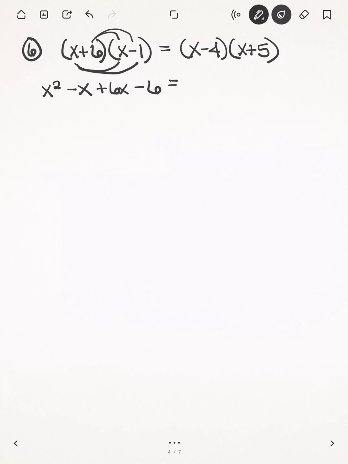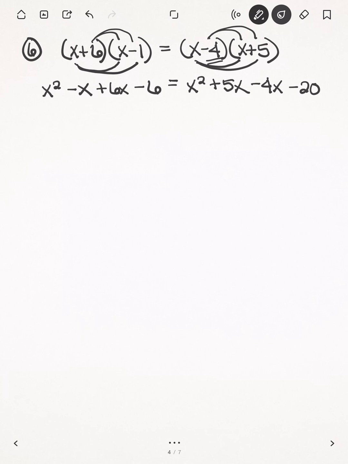That is equal to the other side, which I'm going to do the same thing. I'm going to say x times x is x squared. X times positive 5 is plus 5x. Then I'm going to take my negative 4 and I'm going to distribute it. Negative 4 times x is negative 4x. And negative 4 times positive 5 is negative 20.